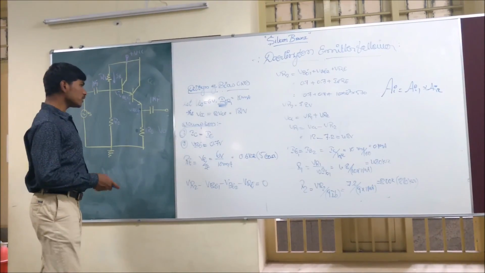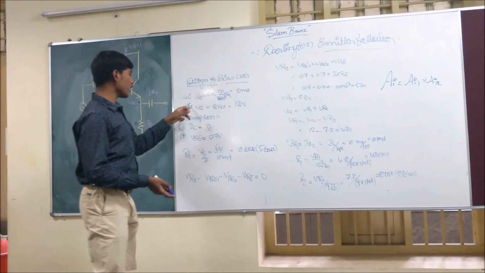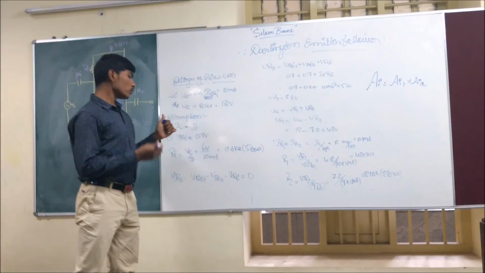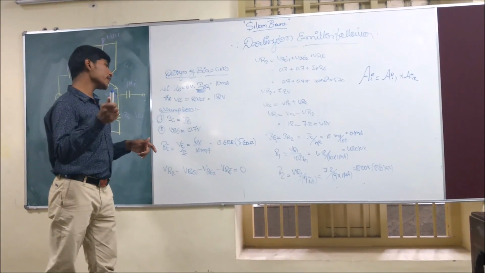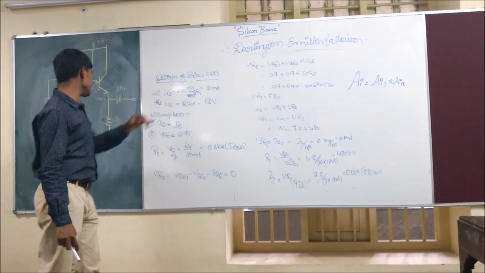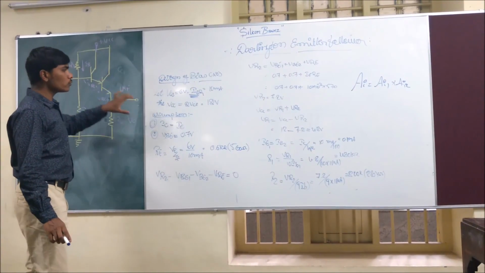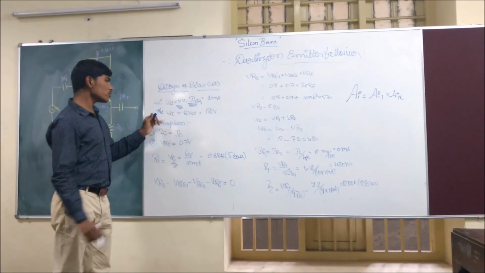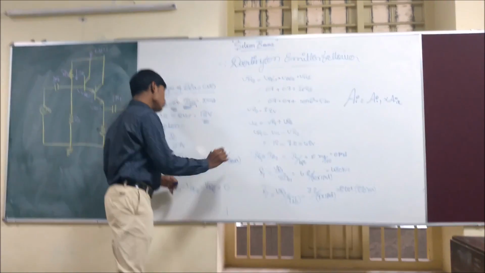Okay, and then let's redesign this. The given values: my VCC is 12 volts. So how much should VCC be? It should be 2 times VCE. My given VCE value is 6 volts, so VCC is 2 times 6, that's 12 volts.